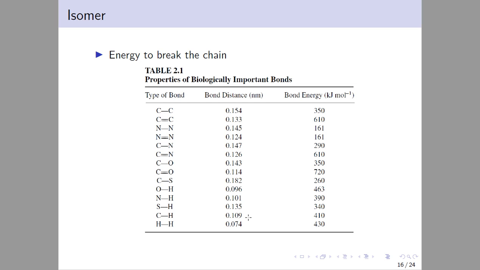Okay, and you can see the bond distance here. For CH and HH, you can see that HH is near and CH is far away, 0.109. But the energy needed to break this bond is 410 for CH and 430 for HH. Okay, so meaning that this bond is greater than this bond.